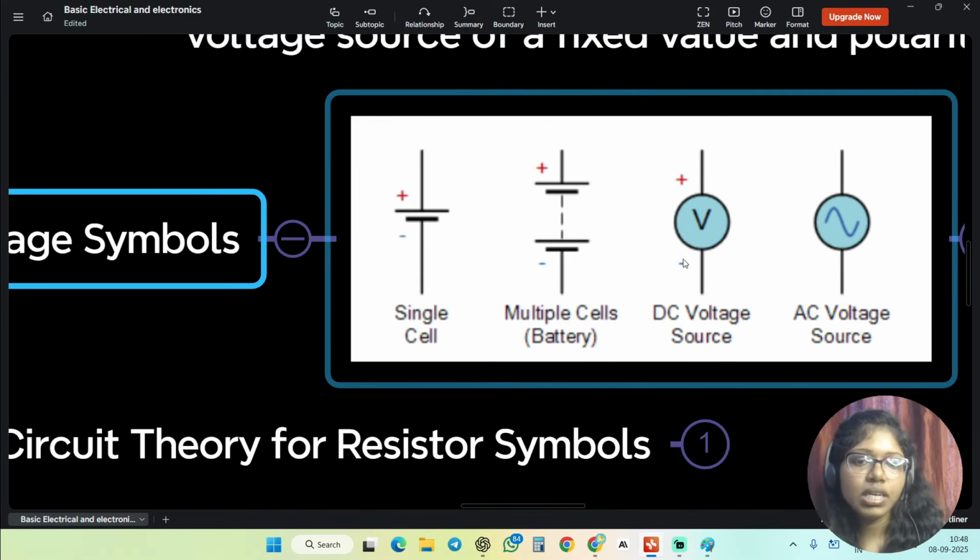If you want to give DC, these are the things called cells, which represent positive and negative, and this is called a voltage source. If you want to give a somewhat higher amount of voltage, we mention it in volts. And this is called an AC source, because there is no positive and negative, as you can see here, since it is continuously changing.